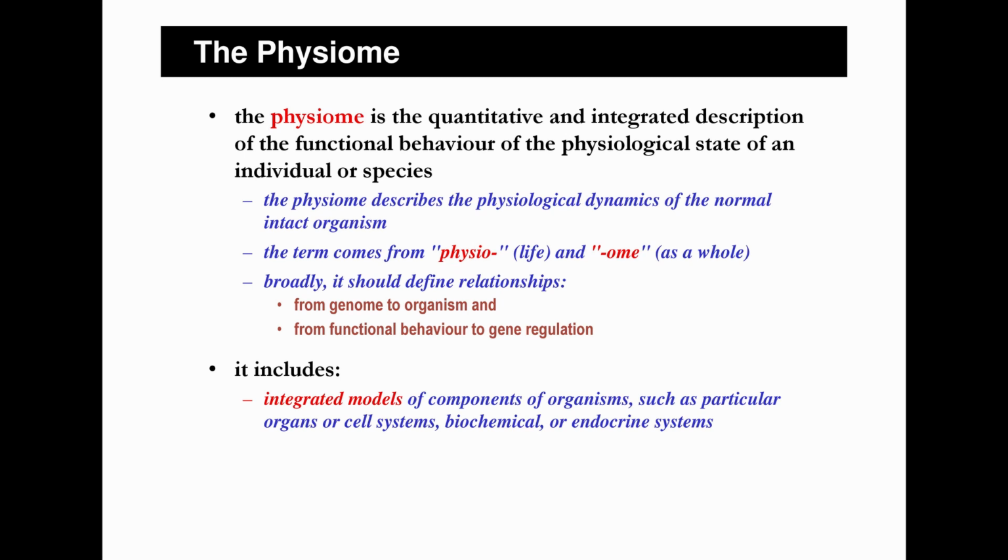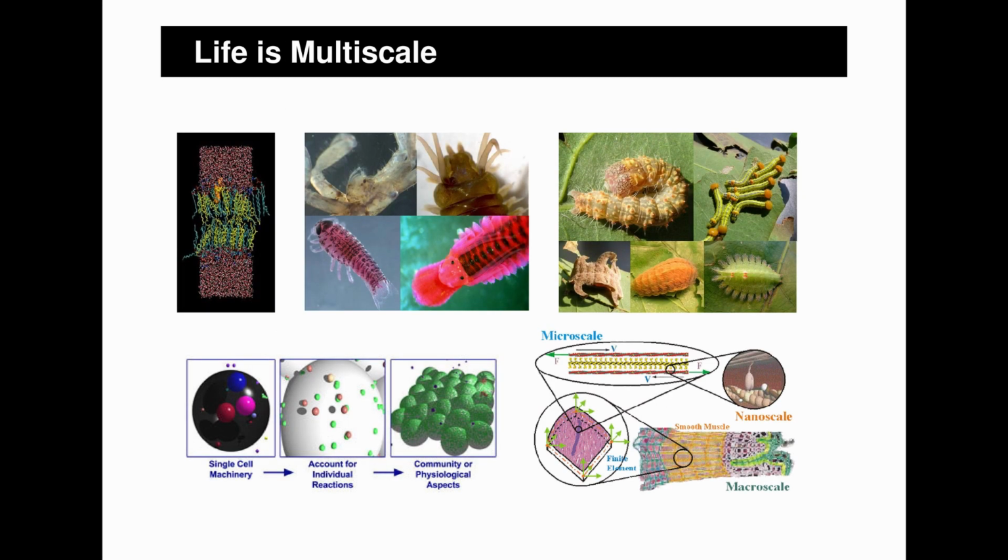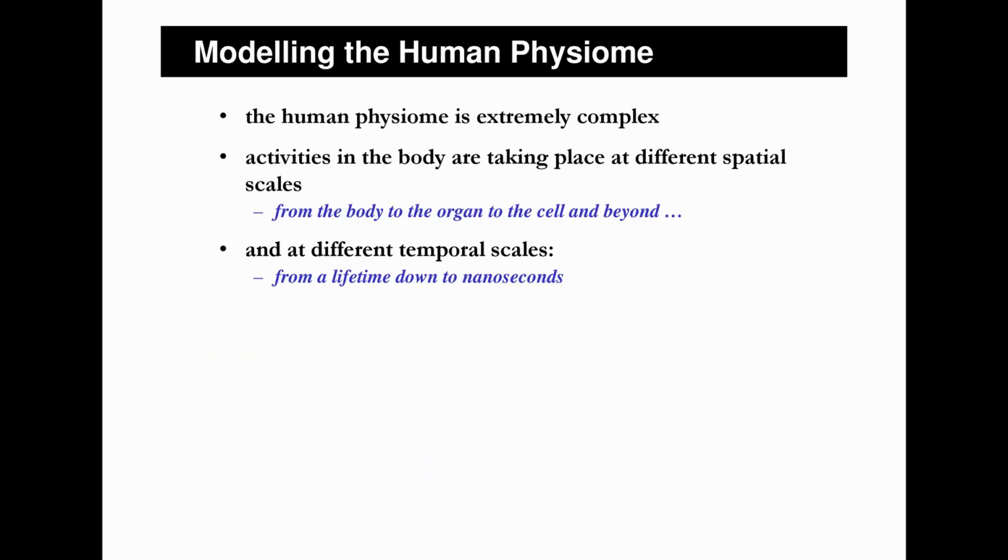Okay, so life is multi-scale. You will see things happening at many, many scales, going right down through the genes, the molecules, etc., and working your way back up to the whole body. We tend to think at an organ level when we're talking about biomedicine, but there are lots of things going on at different levels. So it's complex, and they're taking place at different spatial scales and at different temporal scales, going from a lifetime right down to the molecular interactions that are taking place within your cells.